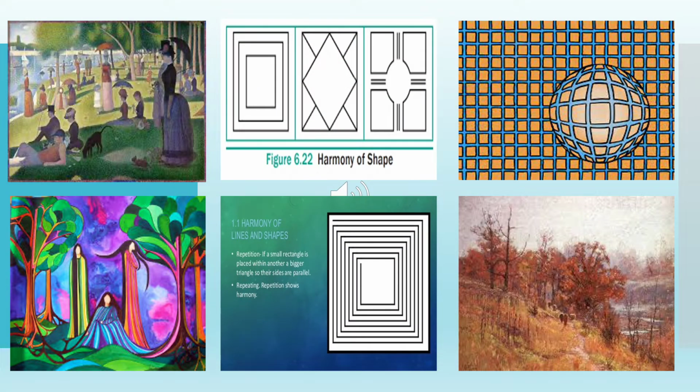Shapes create harmony when related shapes of various sizes are repeated. Color creates harmony when a work is limited to only cool or warm colors. Lines create harmony by limiting lines to either straight or curved lines.